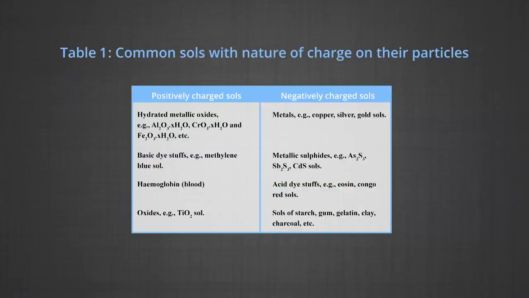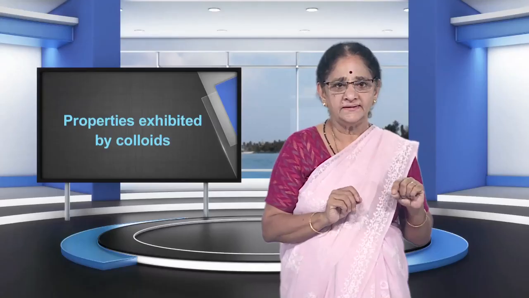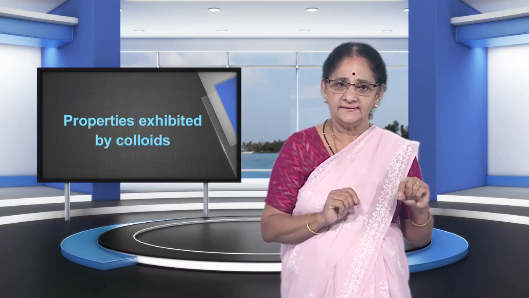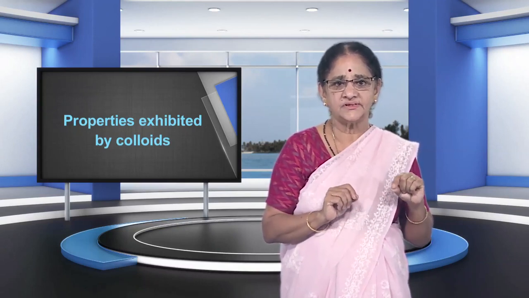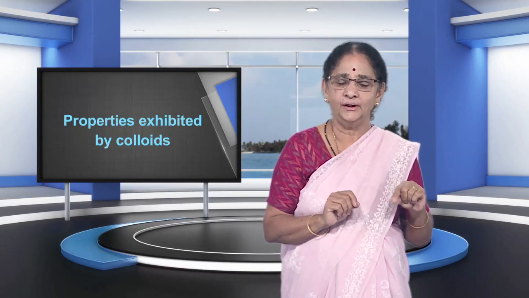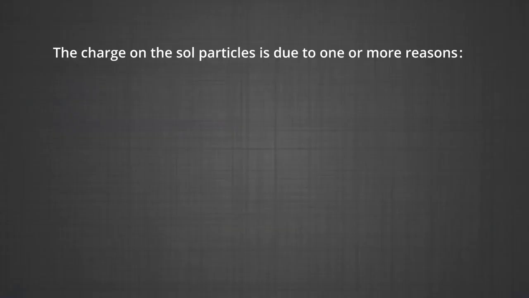A list of some common sols with the nature of the charge on that particle is given in the table. As is clear from the table, hydrated metallic oxides, basic dyes, hemoglobin and oxides of metals carry positive charge. Metals, metallic sulfides, acid dyes and sols of starch, gelatin, etc. carry negative charge.